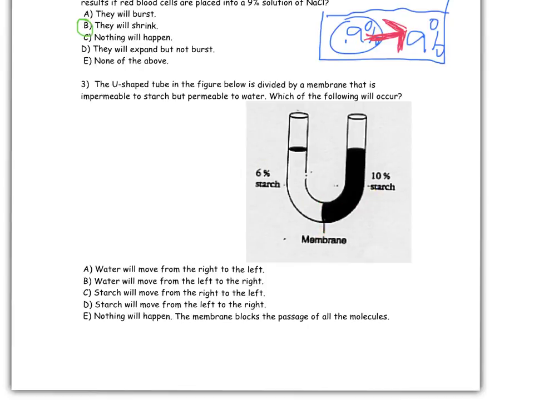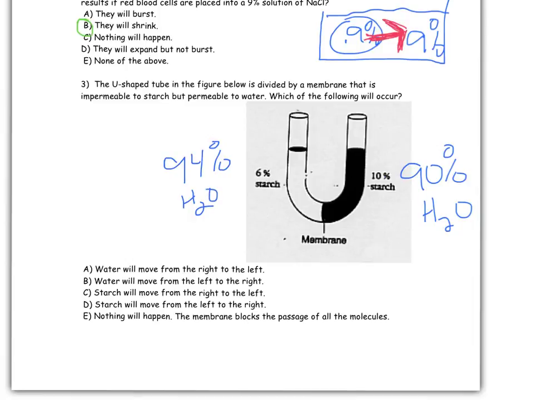Now, remember, I've said this a few times now. You have to keep thinking, keep trying to work it out. If you have a 10% starch solution here, what percent water is it over here? I hope you said it's 90% water, right, over here on this side. And if it's 6% starch over here, then it's 94% water on this side.